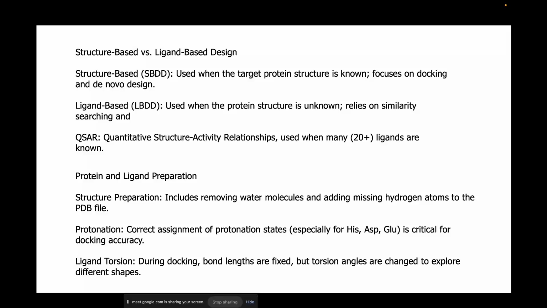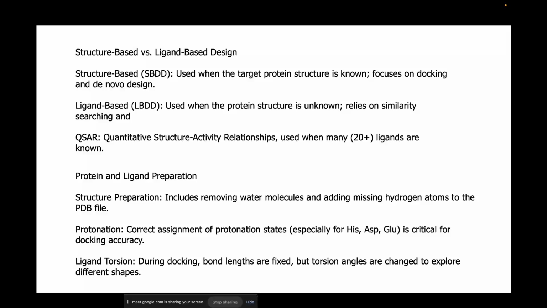Continuing from that, protein and ligand preparation would be dependent on the structure preparation of the protein. It includes removing water molecules and adding missing hydrogen atoms to the PDB file. All we are talking about is in a computational manner. So probably you do it in something called PyMol or AutoDock Vina or something else. You need to remove water molecules. You need to have protonation, which is correct assignment of protonation states, specifically for certain amino acids for docking accuracy, and also ligand torsion, which is basically during docking both bond lengths are fixed, but the torsion angles are changed to explore different shapes.